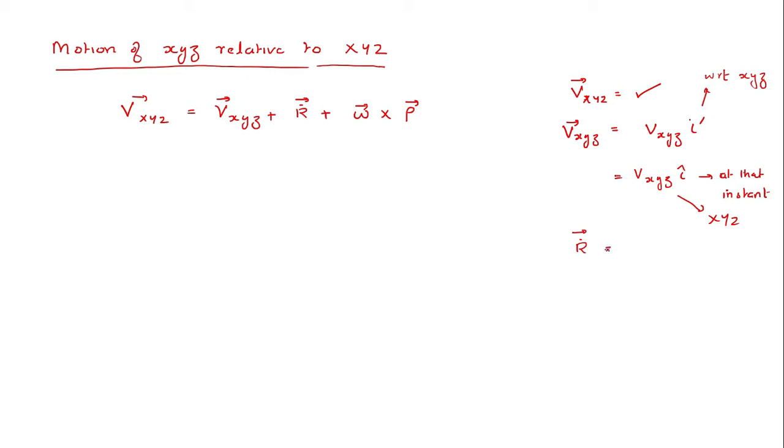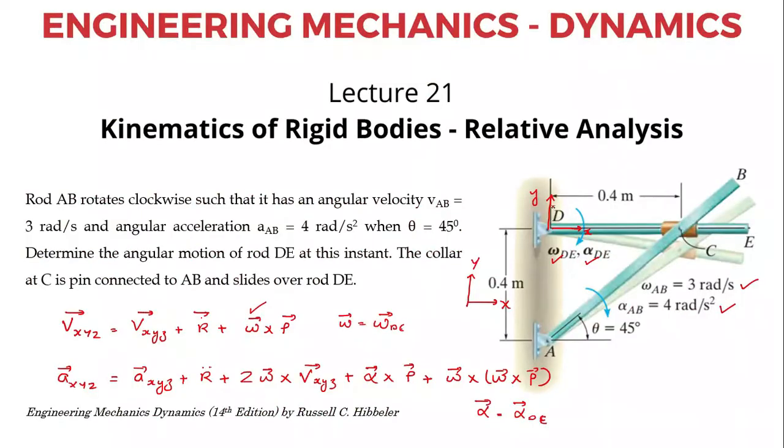R dot vector is the velocity of the secondary reference frame small xyz with respect to capital XYZ. Let me tell you again, if you remember it from early, r vector is this vector. So r dot is the velocity of small xyz with reference to capital XYZ.